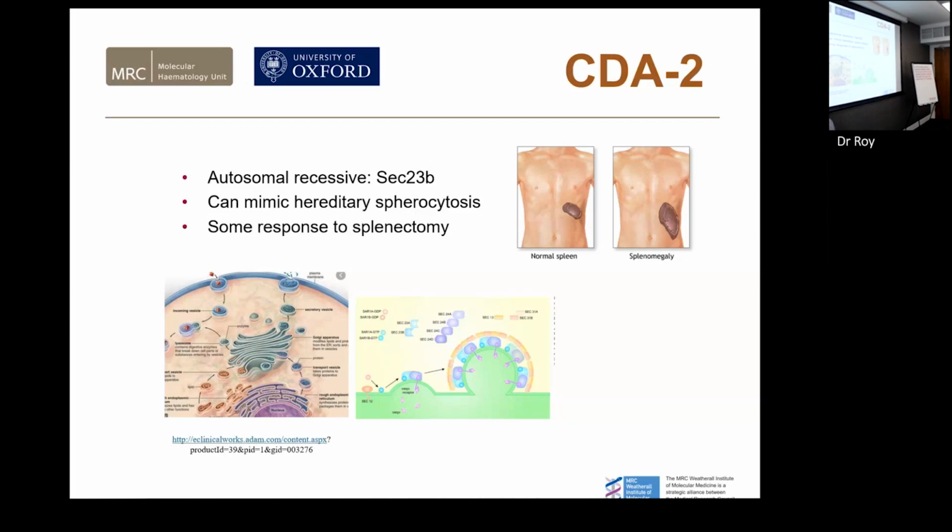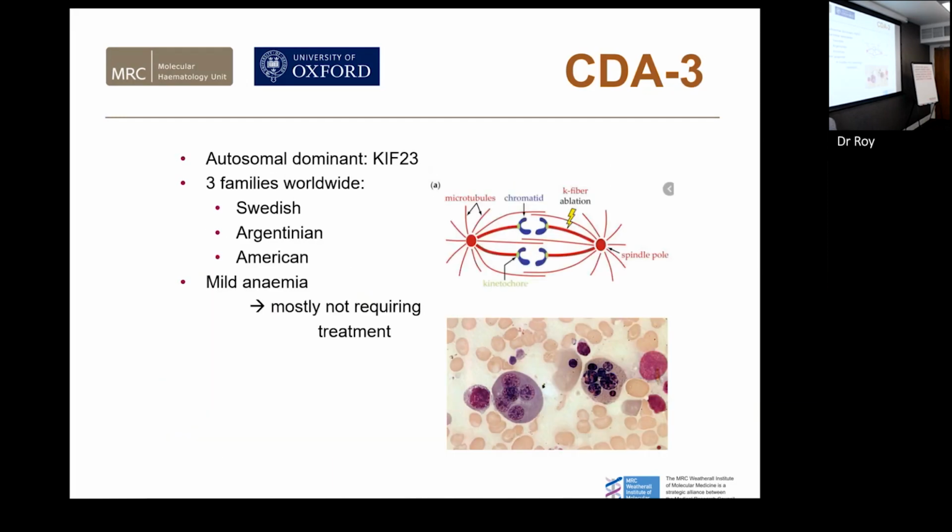And CDA2 is the only one where we would consider a splenectomy. And in fact, a patient in Basingstoke had one. He went from being transfusion dependent to transfusion independent, having a splenectomy. And then CDA3 is an autosomal dominant. So I said CDA is usually recessive, and that's because the majority of these very rare disorders are CDA1 and 2, which are recessive.